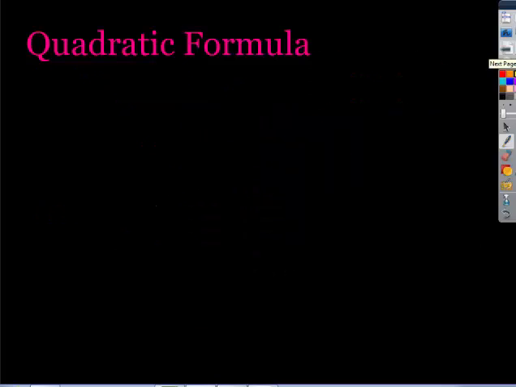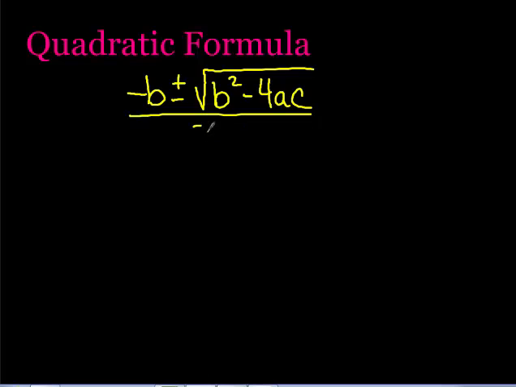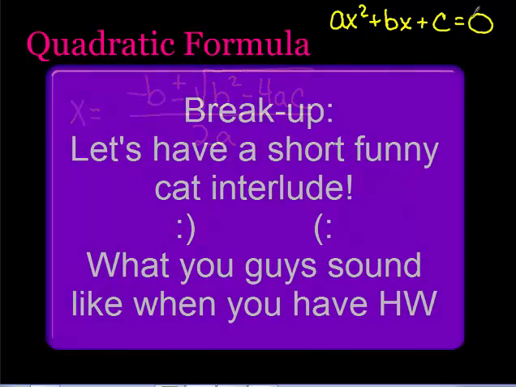Let's talk about the quadratic formula. Now, a lot of students just remember it as the opposite of b plus or minus the square root of b squared minus 4ac all over 2a. And again, that is x equals, because we are trying to find when ax squared plus bx plus c is set equal to 0, we are trying to find the zeros of the polynomial. I'd like to take a look at this and just break this up a little bit.